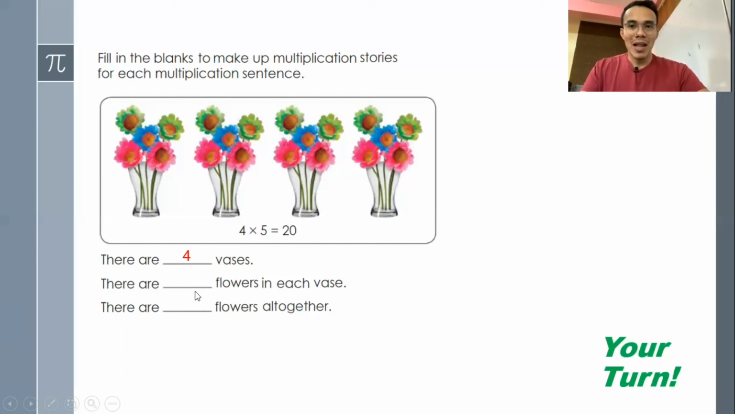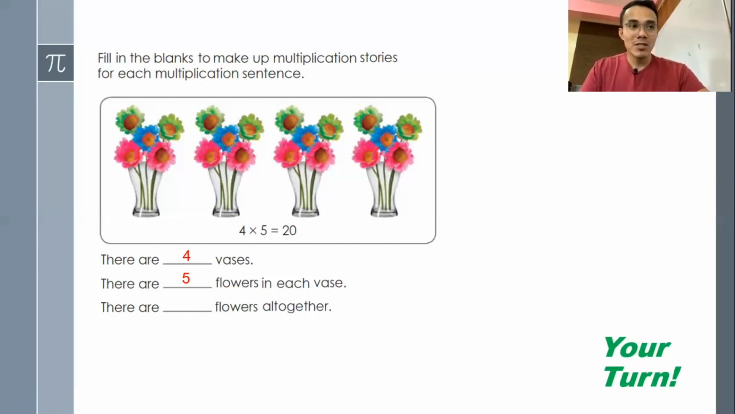Next, there are blank flowers in each vase. There are how many flowers in one vase? There are 1, 2, 3, 4, and 5. There are 5 flowers in one vase. And notice also where 5 is located in the multiplication sentence. So based on this, we can conclude that the first number written in a multiplication sentence should be the number of groups. And the second number should be the number of objects in one group.